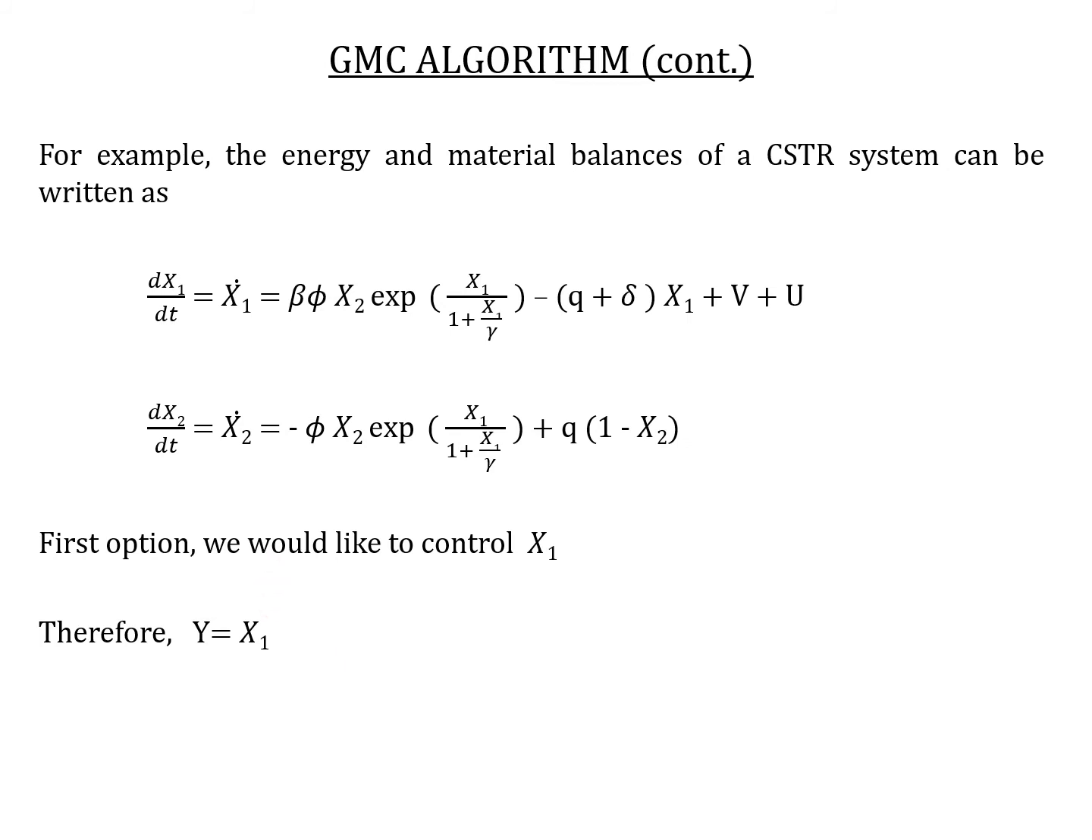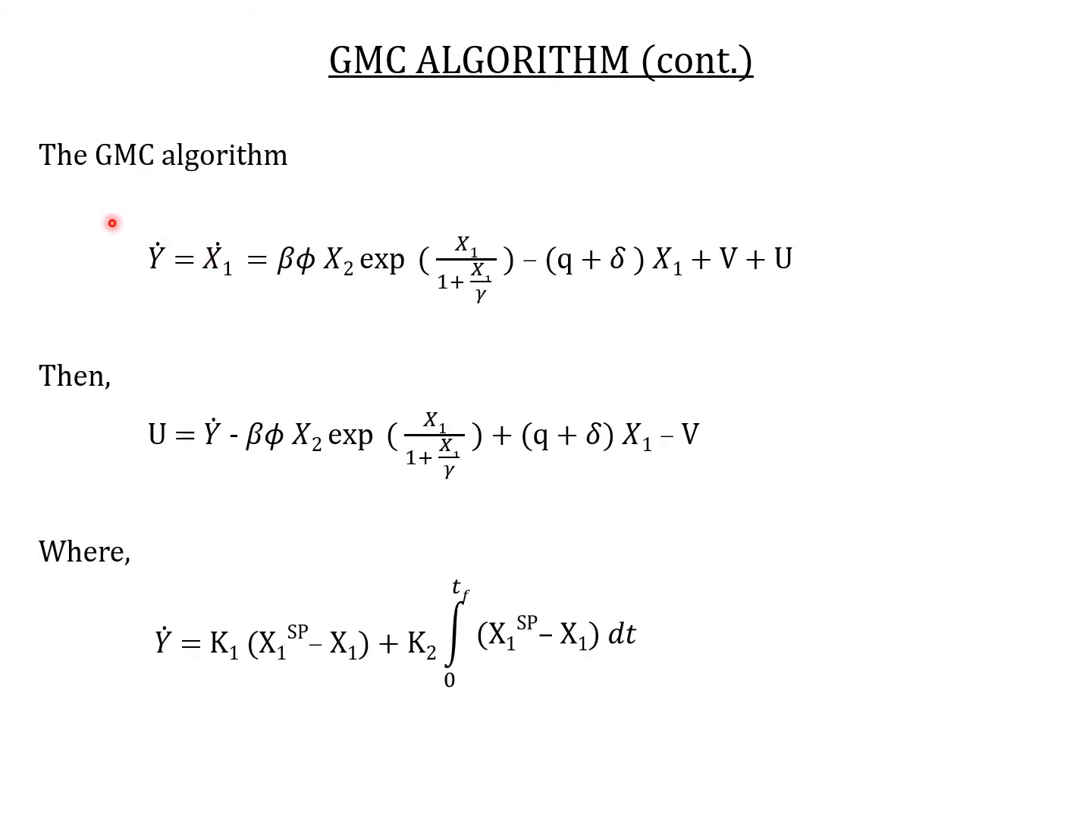If we formulate the GMC method, we get y dot equals x1 dot, which is given by this equation. This is linear in control because u can be formulated in this form. There are no non-linear terms with respect to u that make it impossible to formulate in this form. So it's a linear control method, and we can directly get u from y dot minus the rest of the terms in the equation.